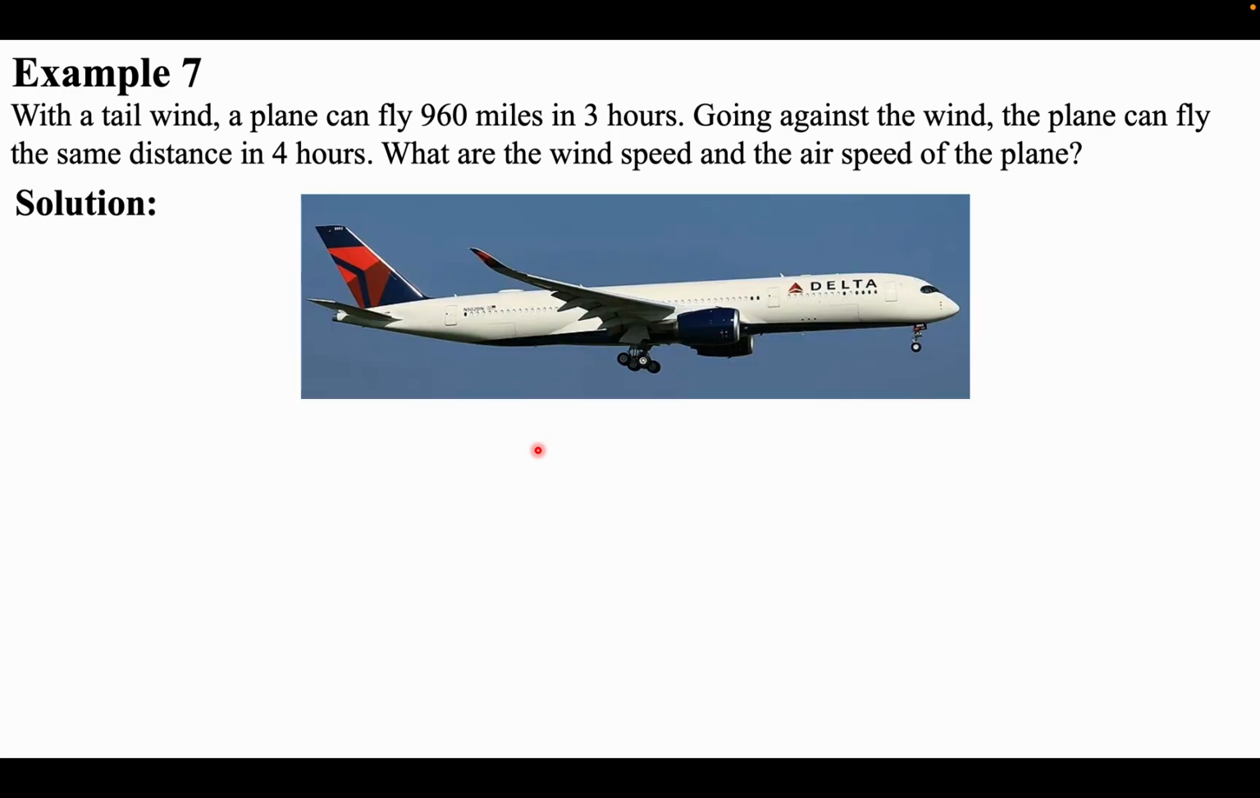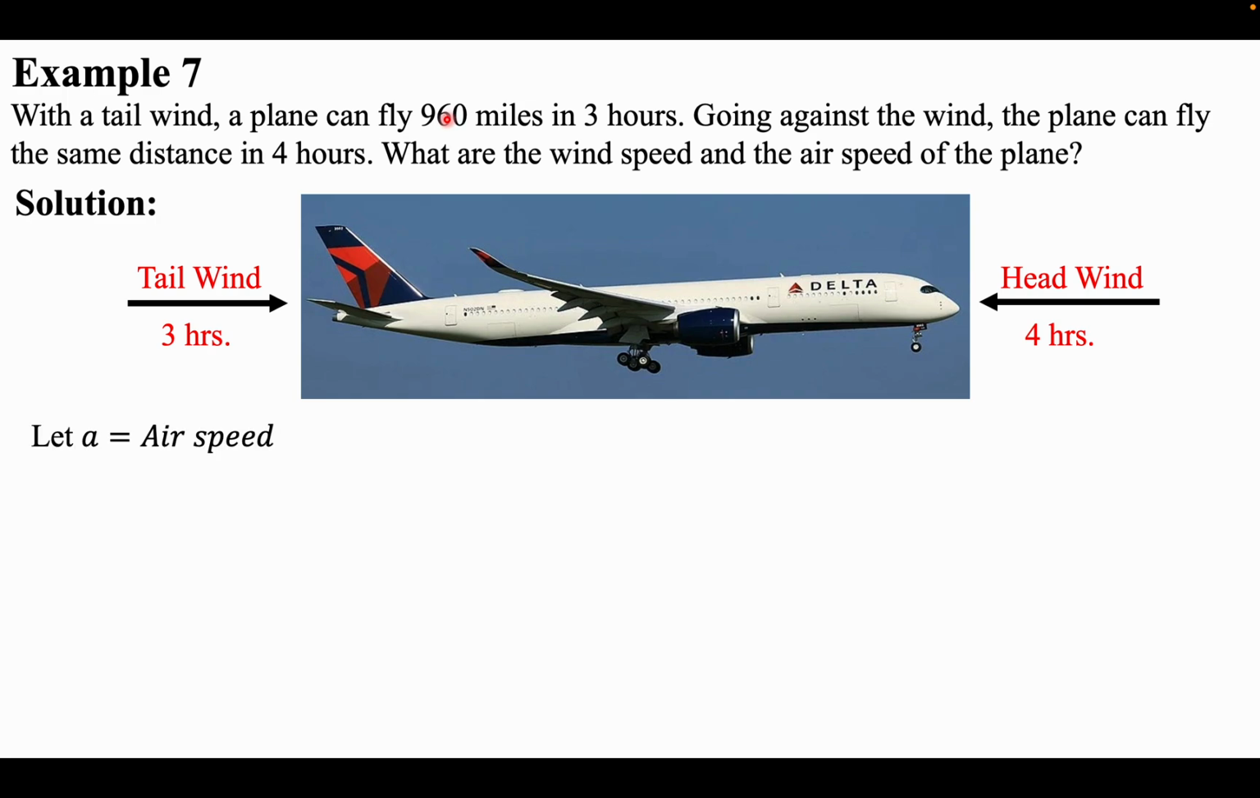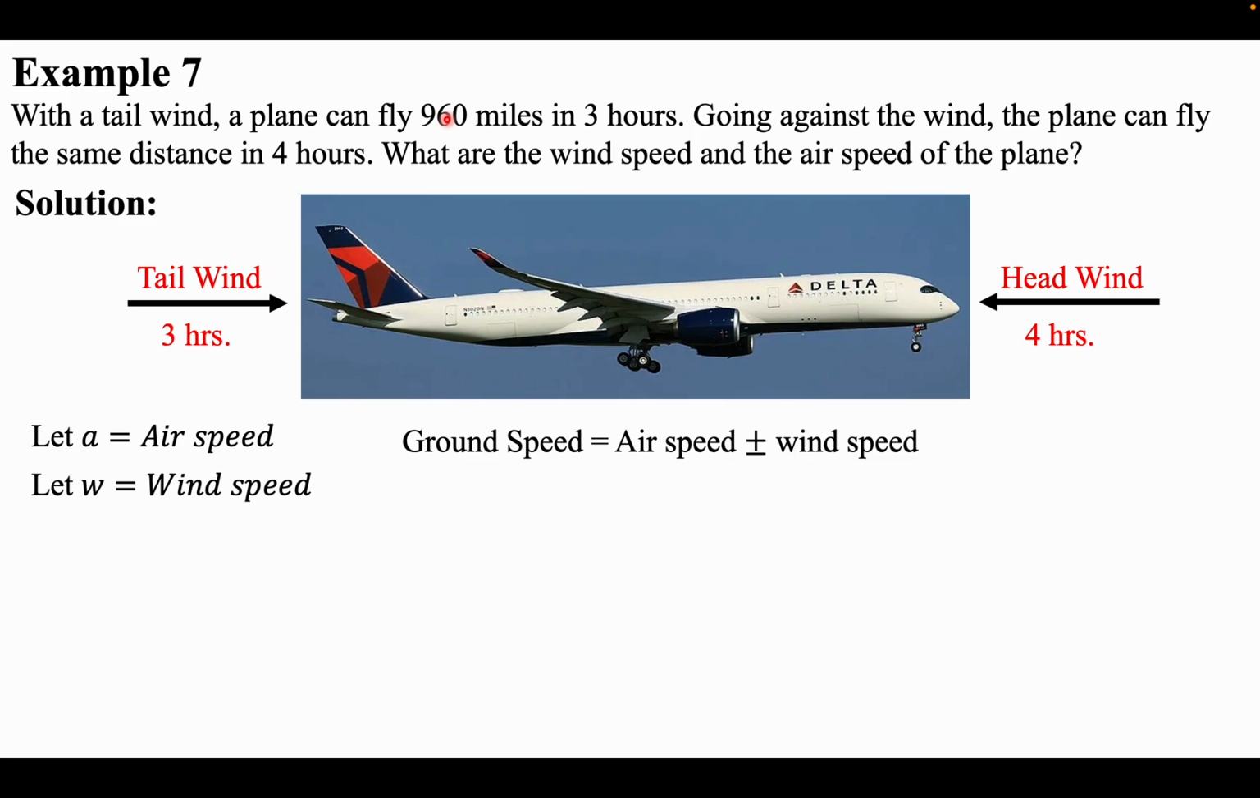Okay, so what we have is an airplane. If it's a tailwind, it takes 3 hours to cover 960 miles. And if it's a headwind, it takes 4 hours to cover the same distance. So let A be equal to the airspeed and W be equal to the wind speed. We also know that the ground speed is going to be the airspeed plus or minus the wind speed, depending on whether it's a tailwind or a headwind.